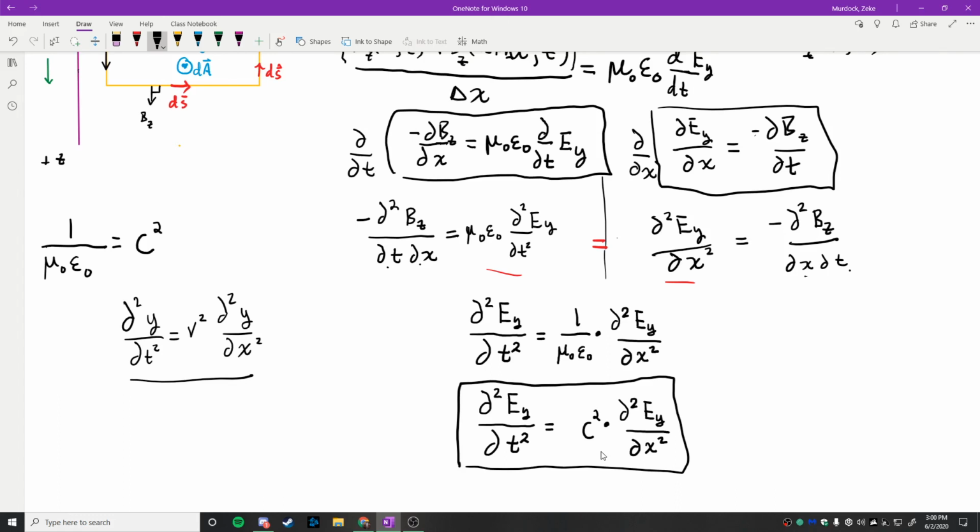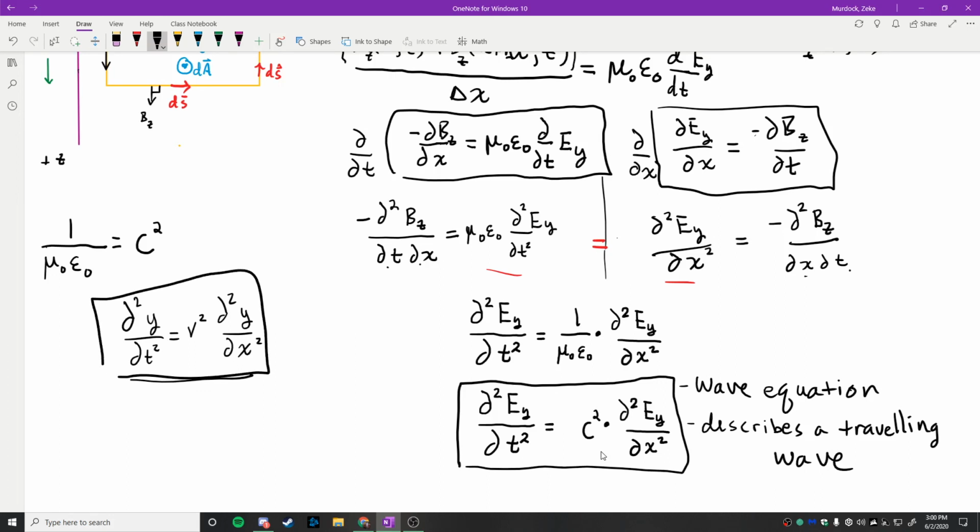Do you want to know? It's okay if you don't. We call this a wave equation because it describes a traveling wave. You guys recognize that expression? It's okay. I don't know how much this stuff is emphasized in your classes. Now, this is the general form of the wave equation right here.